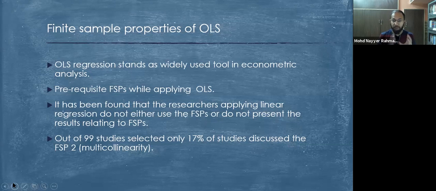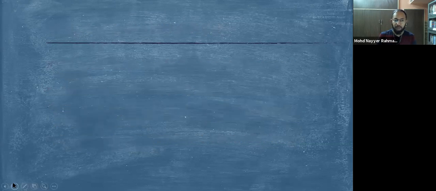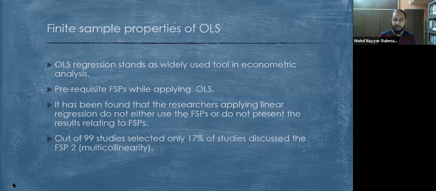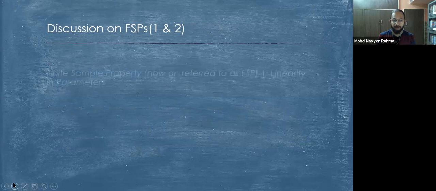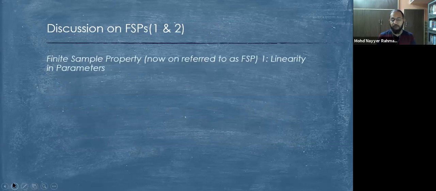That's why it is important for us to understand how to apply regression along with finite sample properties. So what are those properties? There are 7 properties. They are also known as the Gauss-Markov theorems or assumptions. Here we will refer to the FSPs, finite sample properties. The first one is linearity in parameters.